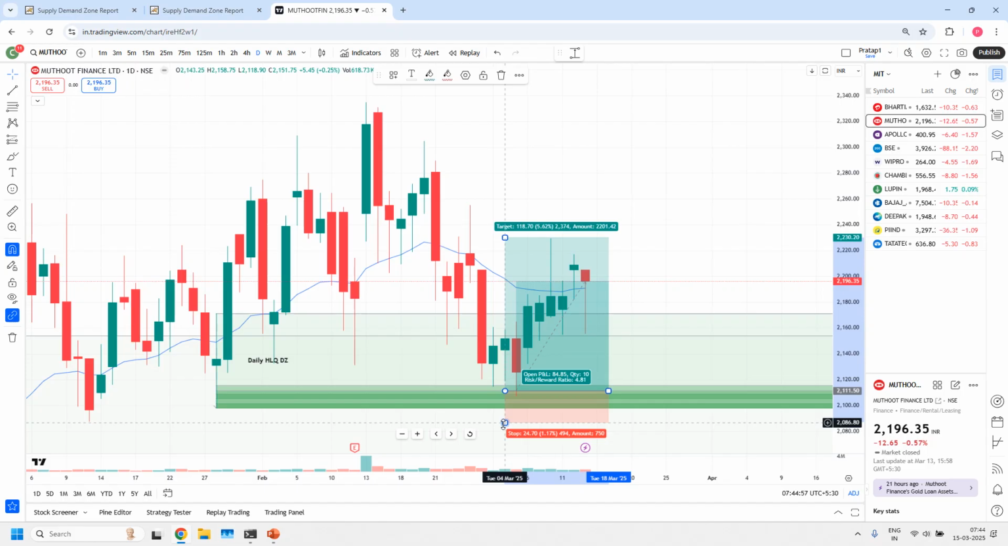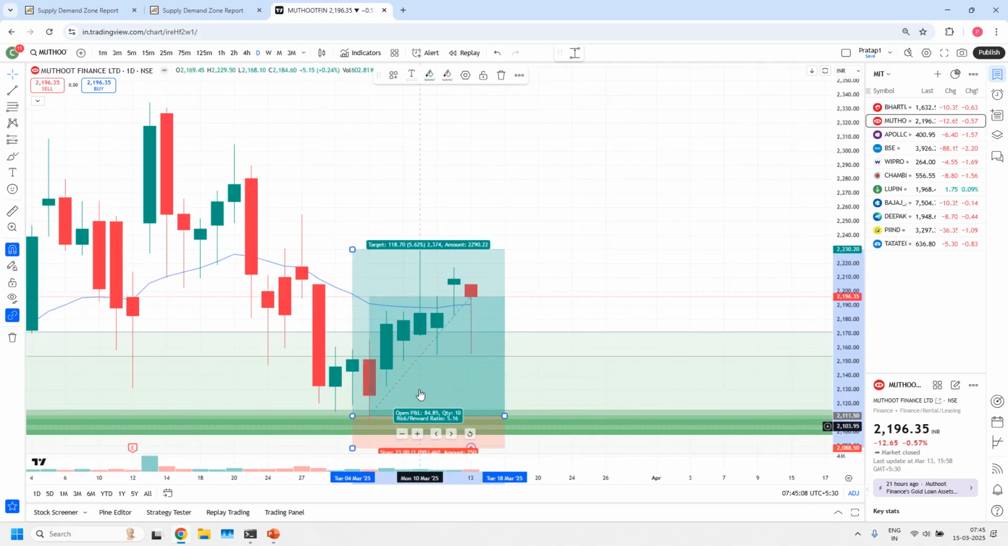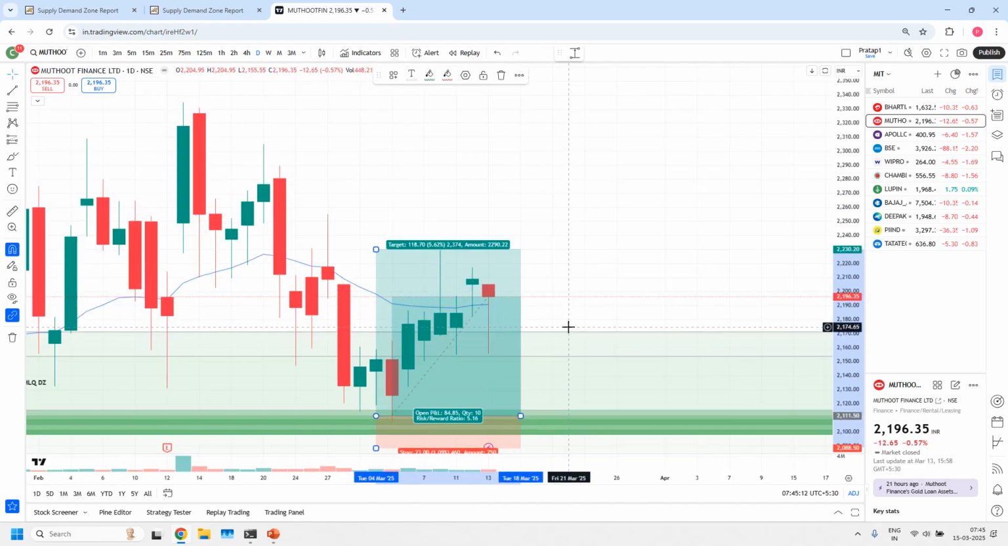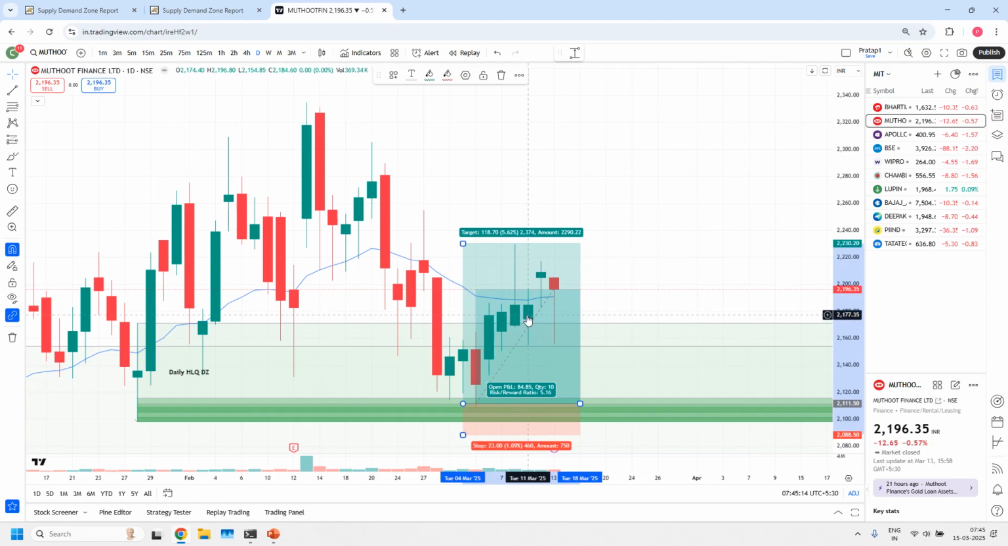Maybe let us assume I kept more stop buffer. Maybe slightly if I reduce, in that case you get 1:5 RR. If this is the stop buffer, maybe it could be even less or it could be a little more also. Anything. But approximately I am saying close to 1:5 RR already it gave this trade.